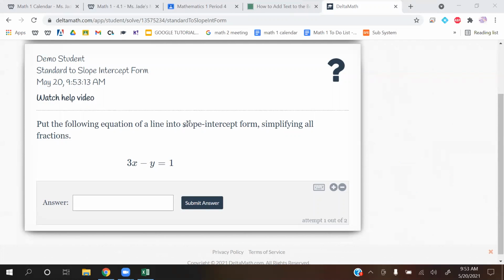Put the following equation of a line into slope-intercept form. That is y equals mx plus b form. Simplifying all fractions. Okay, so in y equals mx plus b, that just means you really want your y by itself. So that means I want this guy by itself. So let's move it around so that we can get that. Let me rewrite the equation so we have more space.